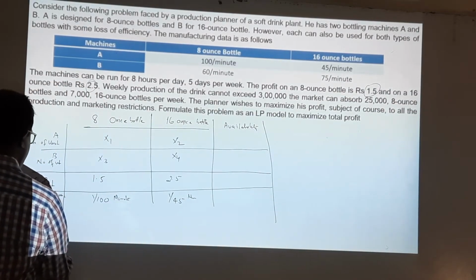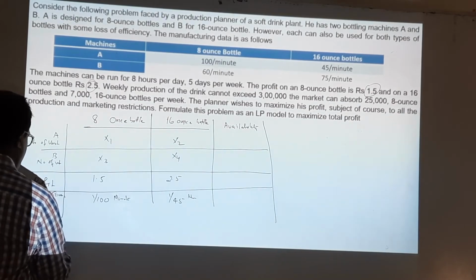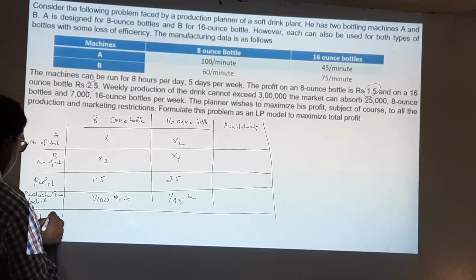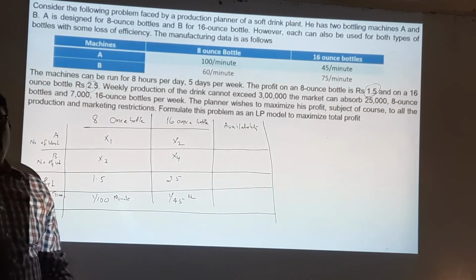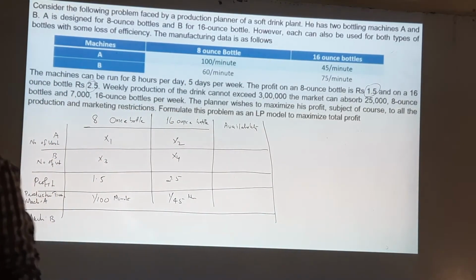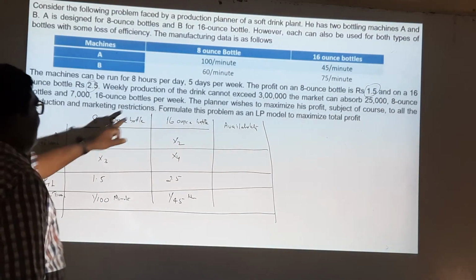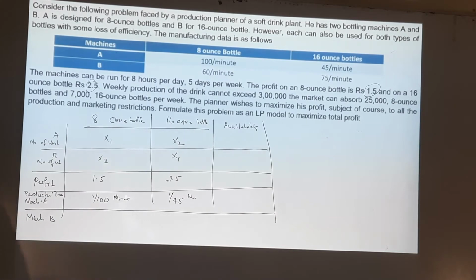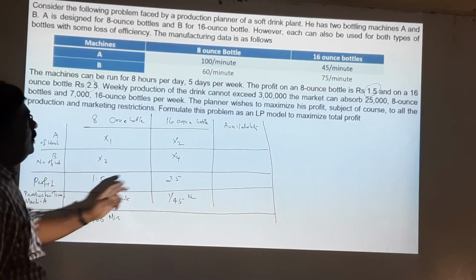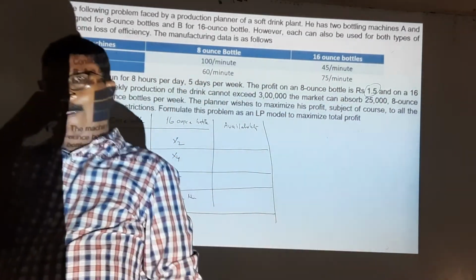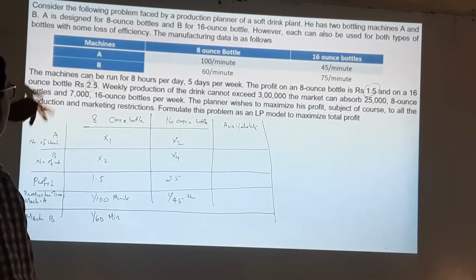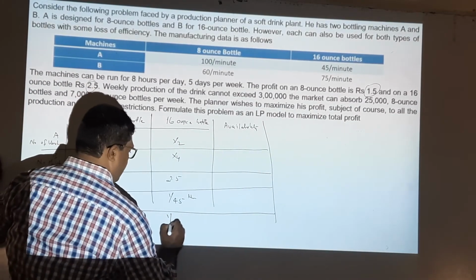And the production time using machine A, and now the next one, machine B. I am using machine B to manufacture 1 unit of 8 ounce bottle. So 60 bottles per minute, so 1 by 60 minutes for 1 bottle. And 75 bottles per minute, so to make 1 unit of 16 ounce bottle using machine B, it is 1 by 75.